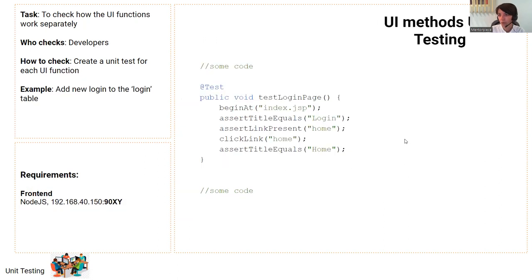And the same could be done for UI methods. Because you remember that the UI is not only buttons and fields that you can see. This is about some scripts. And I hope that you remember the description from Evgeny's lectures. Everything tells us that we could write a unit test for these UI scripts. And this is the test for the login page. Again, separate work of UI functions, done by developers who create a unit test for each UI function.